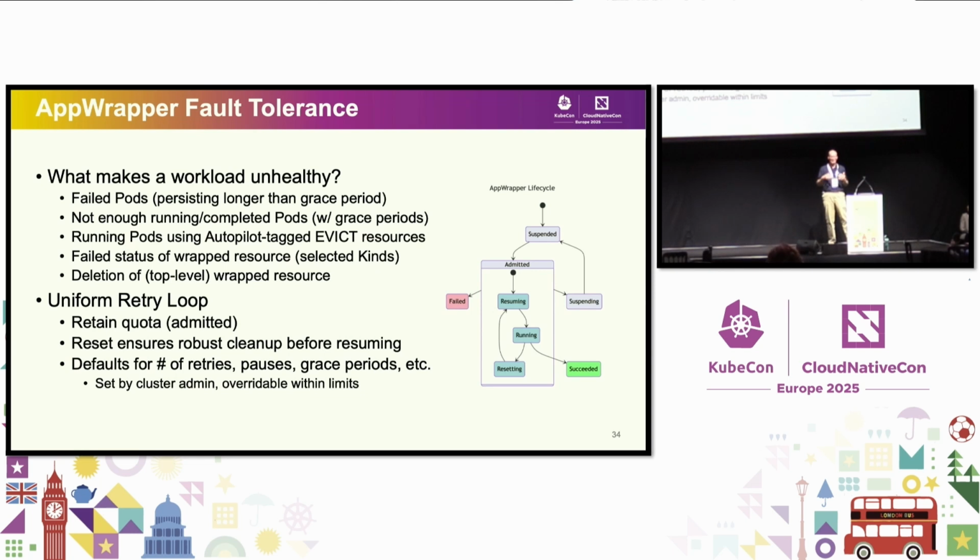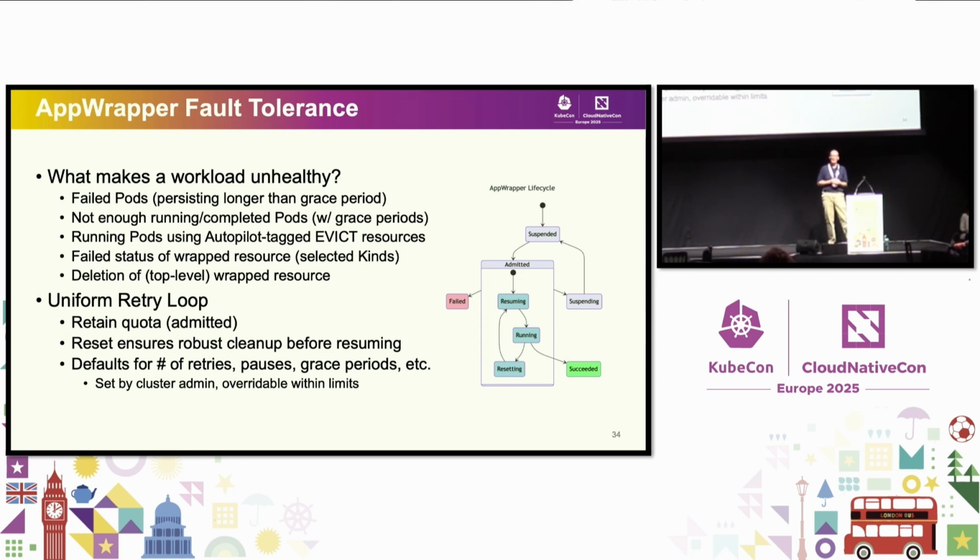In ML Batch, we really push users to wrap pretty much all their workloads inside of app wrappers. And there are a lot of reasons why a workload might be unhealthy. Pods can fail, and they stay failed for a while, longer than a grace period, so the underlying controller didn't restart them, didn't recover them. Not enough running or completed pods. So for some reason, pods didn't start, they aren't running, they didn't finish, again with grace periods.